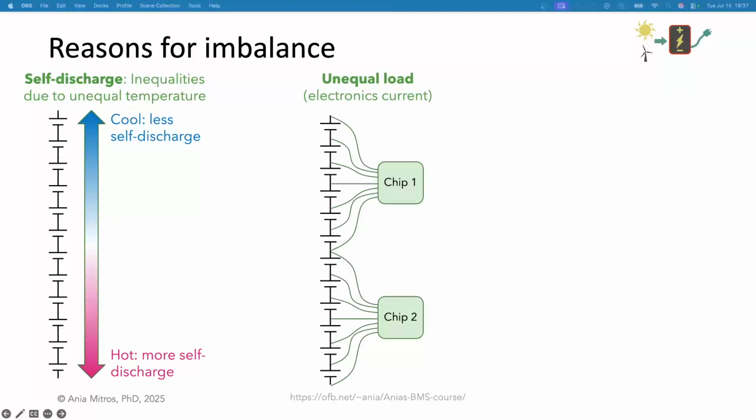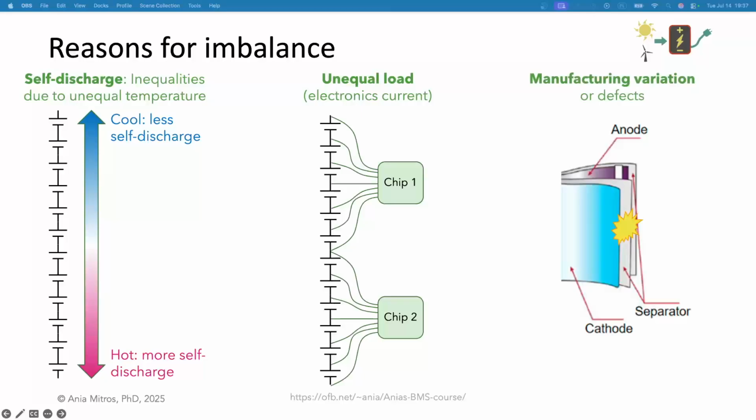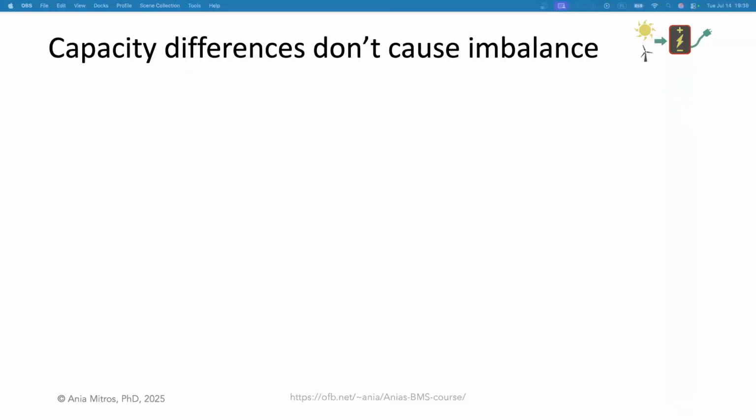Unequal loads also cause imbalance. For example, if the BMS utilizes multiple voltage sensing chips to measure the cell voltages, and if those chips draw slightly different currents, that difference will imbalance the cells powering one chip relative to the cells powering the other chip. Some internal defects or faults can cause high self-discharge in the affected cells, sometimes without propagating. For example, if you have a tiny defect in the separator, you might get a tiny local leakage between the two electrodes. Let's also talk about what doesn't cause imbalance.